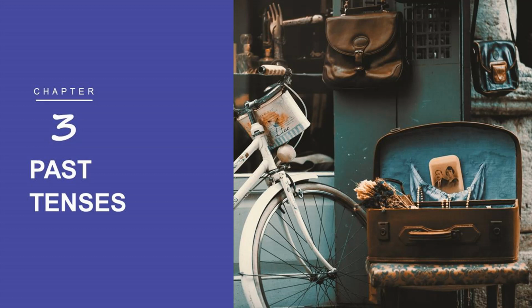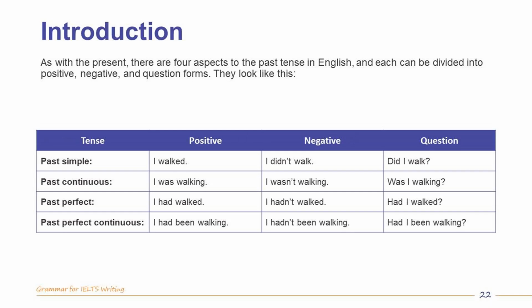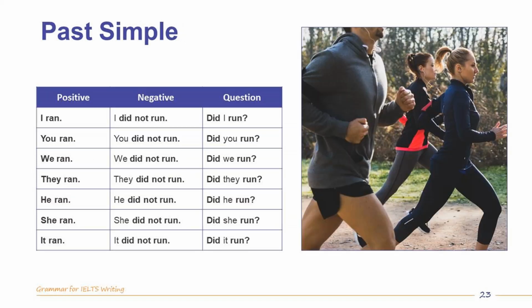In the previous section, we briefly looked at what tenses are and then explored the present tenses of the English language. In this chapter, we will look into the past tenses. As with the present, there are 4 aspects to the past tense in English, and each can be divided into positive, negative, and question forms. They look like this. I walked. I didn't walk. Did I walk? And so on. Let's look at each tense in turn.